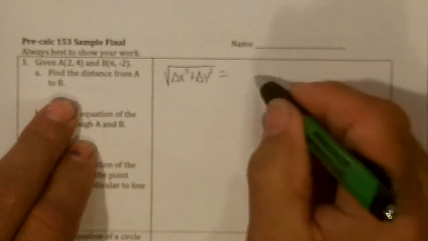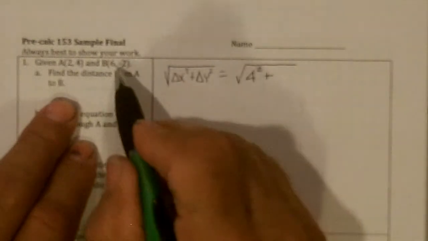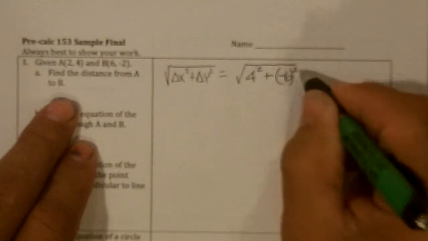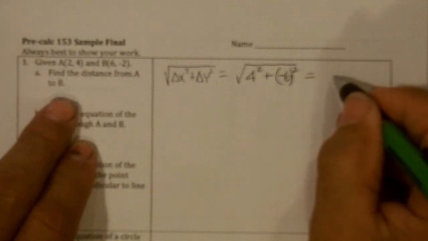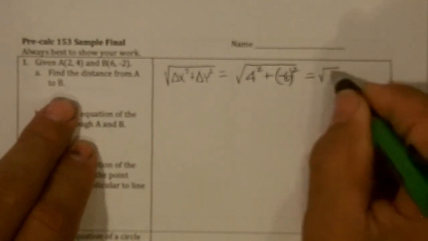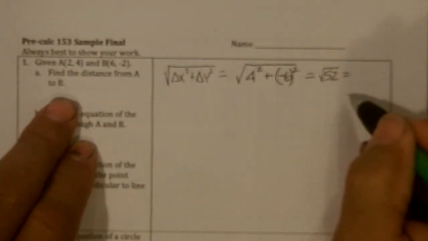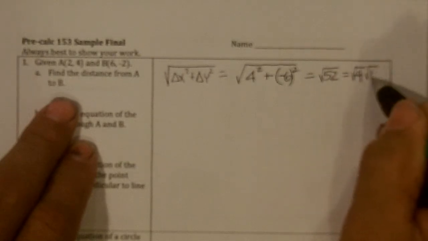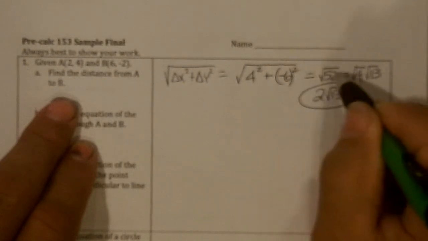So the change in x is 2 to 6, that's 4. Plus the change in y, 4 to minus 2 is negative 6. But that's going to be squared, so I don't really need to keep that. So that's 16 plus 36, 52. And if you wanted to, 52 is 4 times 13, so it'd be the square root of 4 times the square root of 13. The square root of 4 is 2. Either that or that.